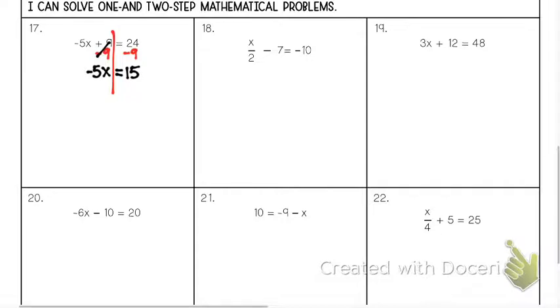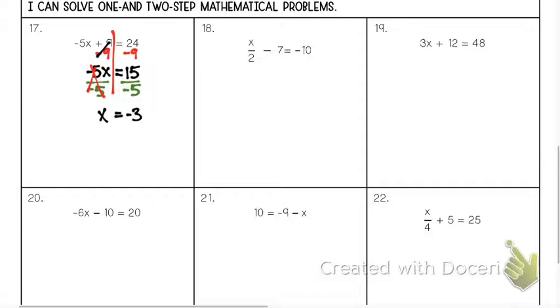I then, opposite operation, this is times negative 5. I'm going to go ahead and divide by negative 5. Whatever I do to one side of the equation, I have to do to the other. And I would get negative 15 divided by negative 5. The negative 5's cancel on the left, and I'm left with x equals negative 3.